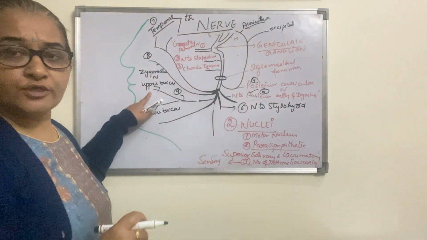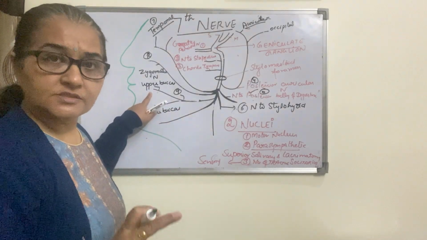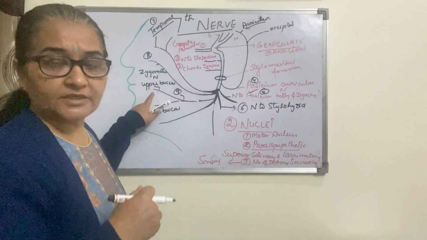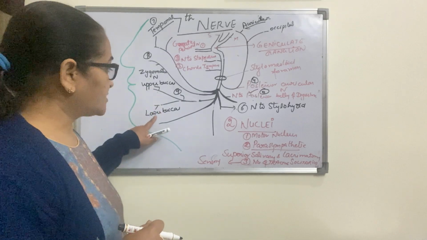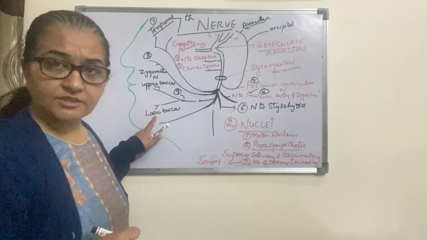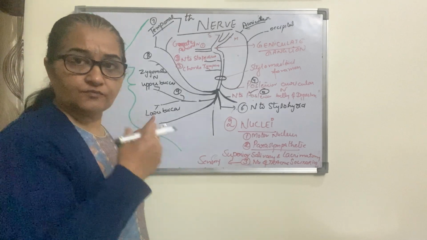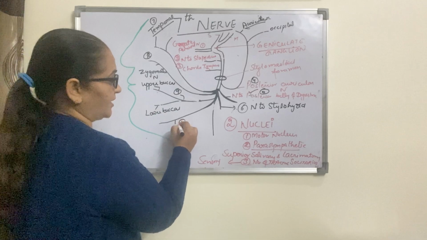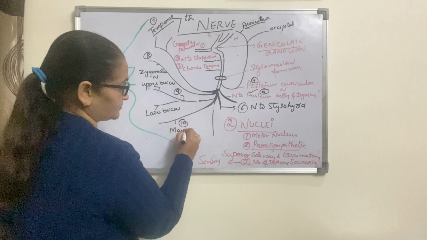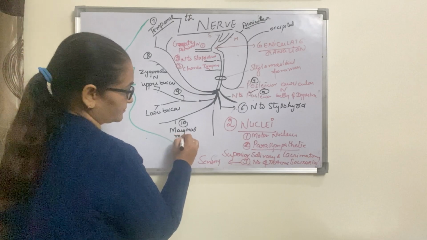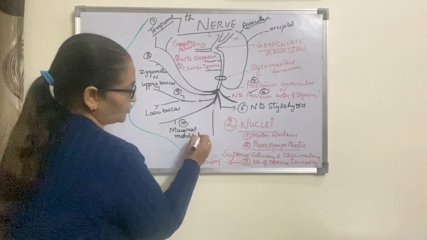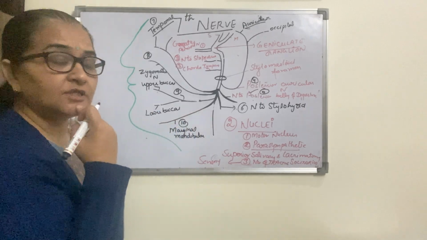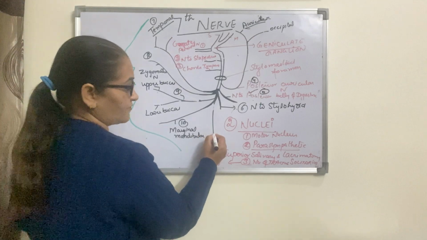Now upper buccal is going to supply the zygomaticus major and minor muscles and muscles of the upper lip, that is levator labii superioris. And this lower buccal is going to supply the buccinator muscle as well as the muscles of the lower lip. Now the next branch which is given by this is marginal mandibular. Now this marginal mandibular is going to supply the muscles in this region, that is of the chin portion. Then there is the cervical branch.